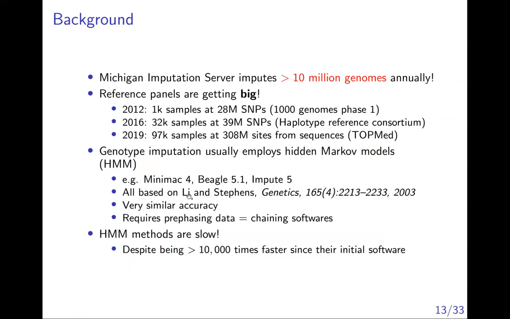These are not the main issues we have, though. The main issue that we are concerned with is that HMM methods are not very fast. With reference panels growing so fast, there is probably some value in developing a very fast imputation algorithm. And that's what we try to do.